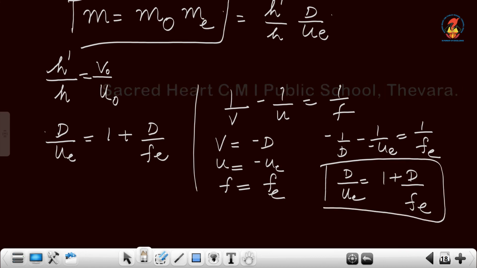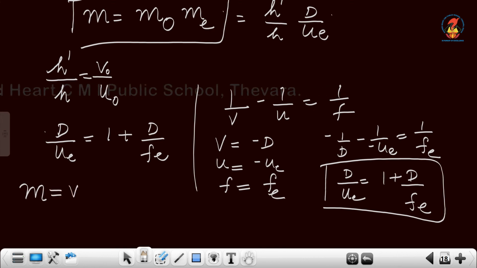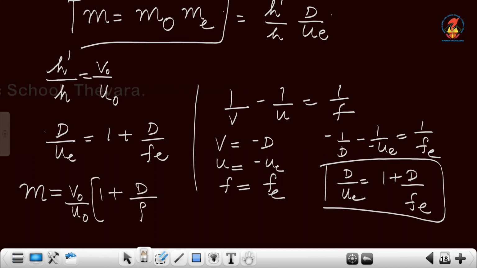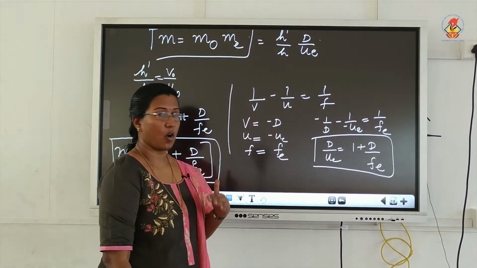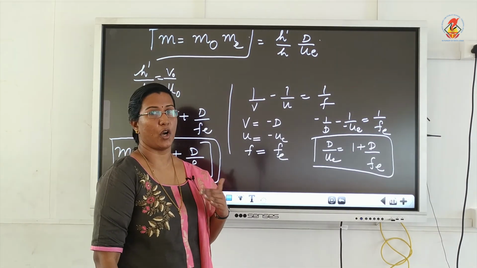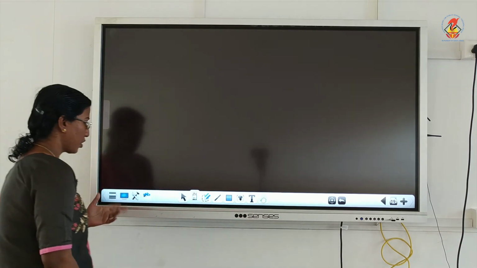So the final equation for magnification produced by a compound microscope is M is equal to v0 by u0 into 1 plus D divided by fe. This is the magnification produced by a compound microscope if the final image is obtained at the near point or at the least distance of distinct vision. Now there is a special condition.